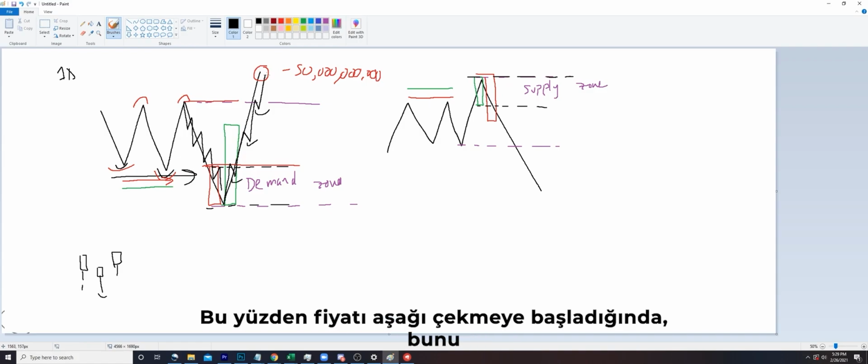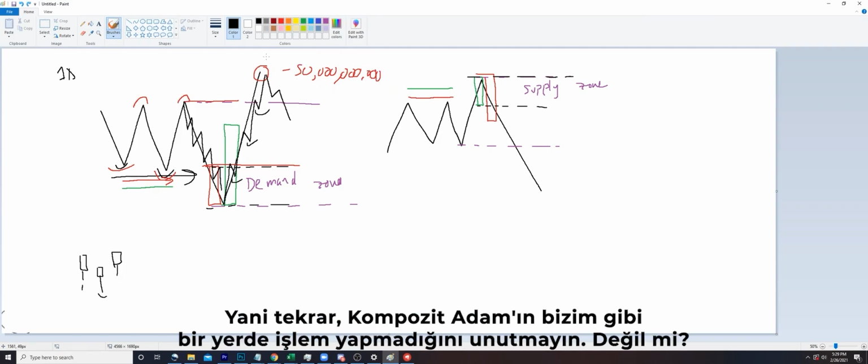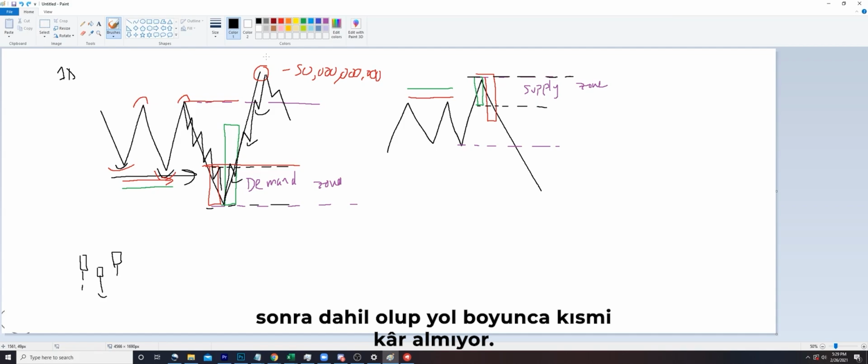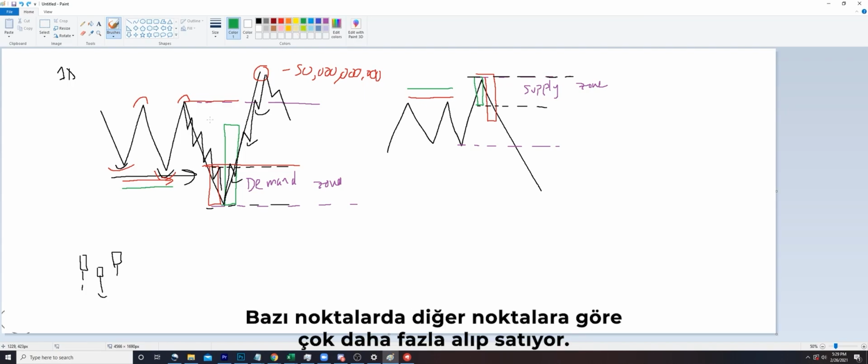So as he begins to take the price lower, he's doing it to start closing potential sells, not these ones, but sells he took up here. So again, remember that the Composite Man does not trade anywhere like us, right? He doesn't look for the best setup, then get involved, and then partial out along the way. No, the Composite Man is constantly buying and selling in the market. At some points, he's buying and selling much more than other points.